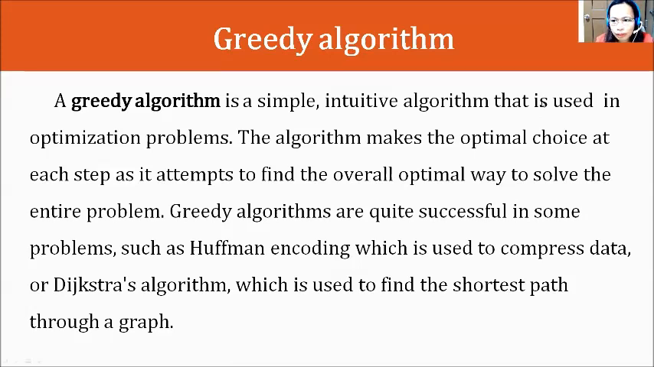So what is a greedy algorithm? A greedy algorithm is a simple, intuitive algorithm that is used in optimization problems. The algorithm makes the optimal choice at each step as it attempts to find the overall optimal way to solve the entire problem. Greedy algorithms are quite successful in some problems, such as Huffman encoding, which is used to compress data, or Dijkstra's algorithm, which is used to find the shortest path through a graph.